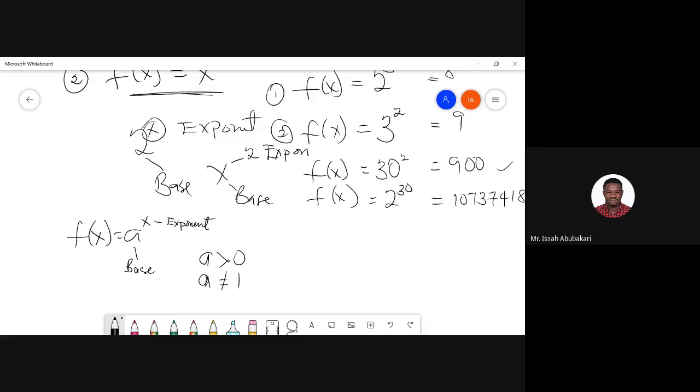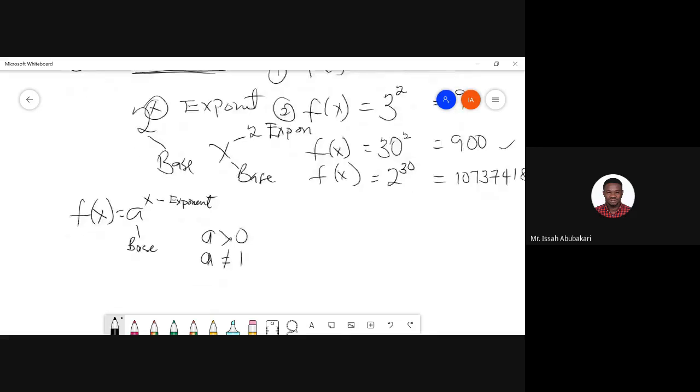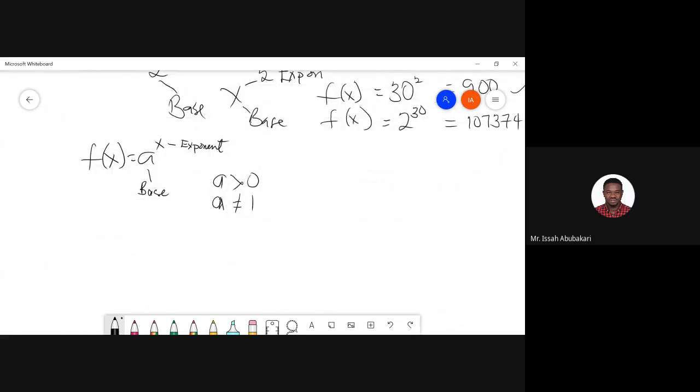All right, if that is okay, now let's try to look at some examples that are exponential functions and others that are not exponential functions. So for instance, if we have f of x is equal to 3 exponent x, this is an exponential function. When we have g of x is equal to 1 over 3 exponent x, this is also an exponential function.